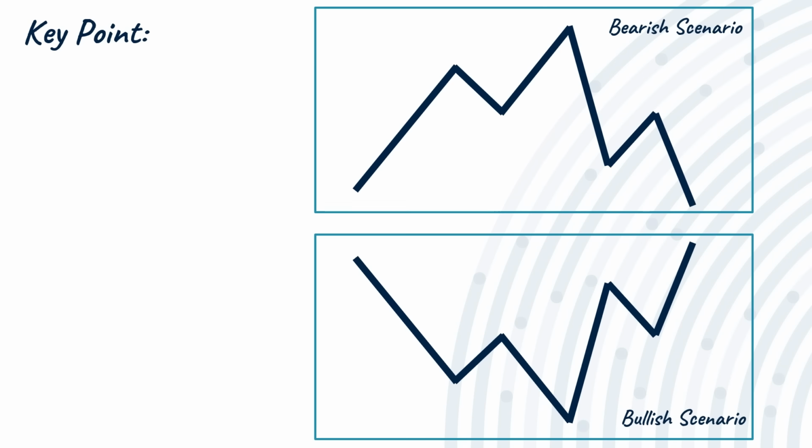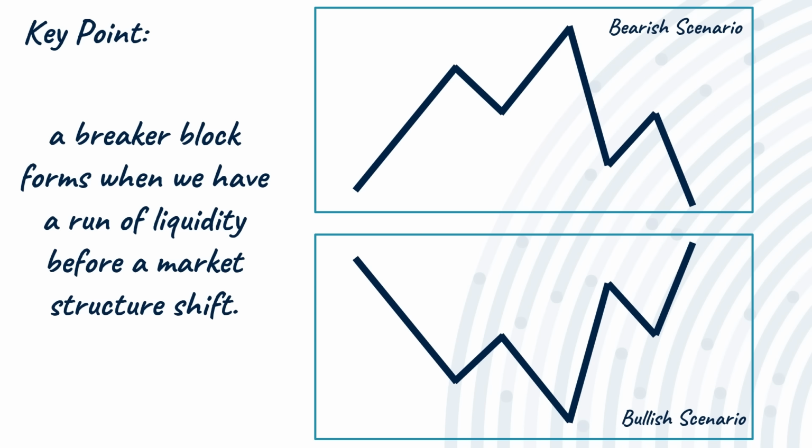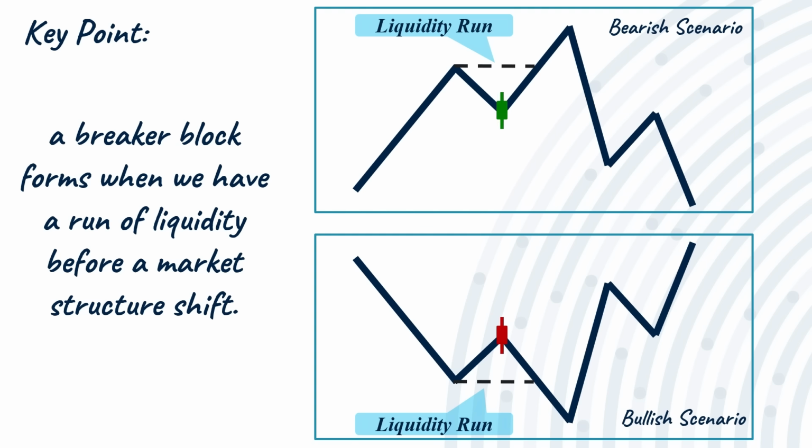So one of the key points here is that a breaker block forms when we have a run of liquidity before a market structure shift. The same goes for a bullish scenario. We want to see a liquidity run below the swing low before a market structure shift higher. Then we mark the candles that created inefficiency and extend it in time, which is going to be our breaker block, and we expect the price to reject that area.